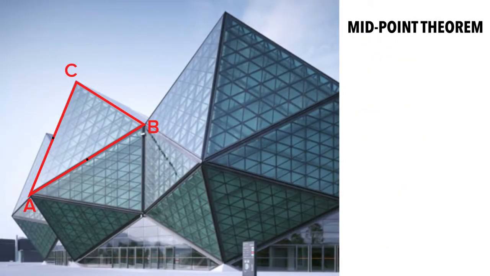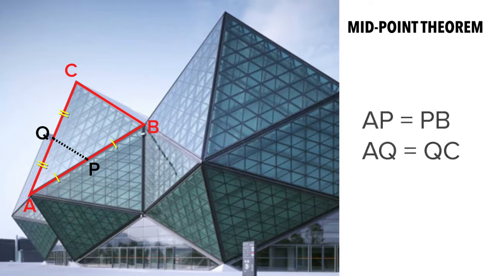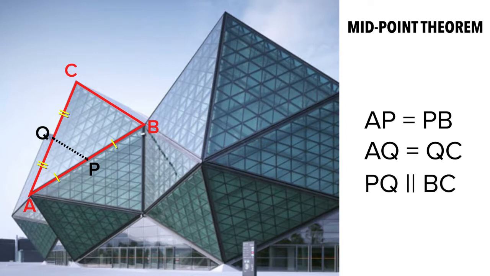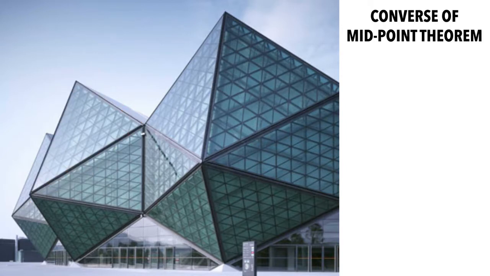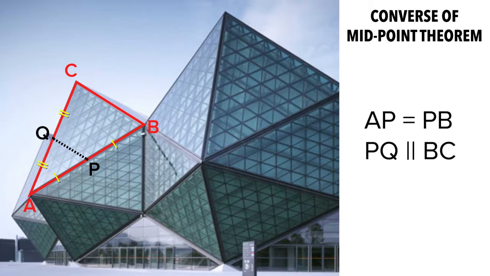So thus we have proved the midpoint theorem, which states that the line segment joining the midpoints of two sides of a triangle is parallel to the third side, which means that if P and Q are the midpoints of AB and AC, then PQ is parallel to BC. Similarly, we can also prove the converse of this theorem, which states that the line drawn through the midpoint of one side of a triangle parallel to another side bisects the third side. So if P is the midpoint of AB and line PQ is parallel to BC, we can say that Q is the midpoint of AC.